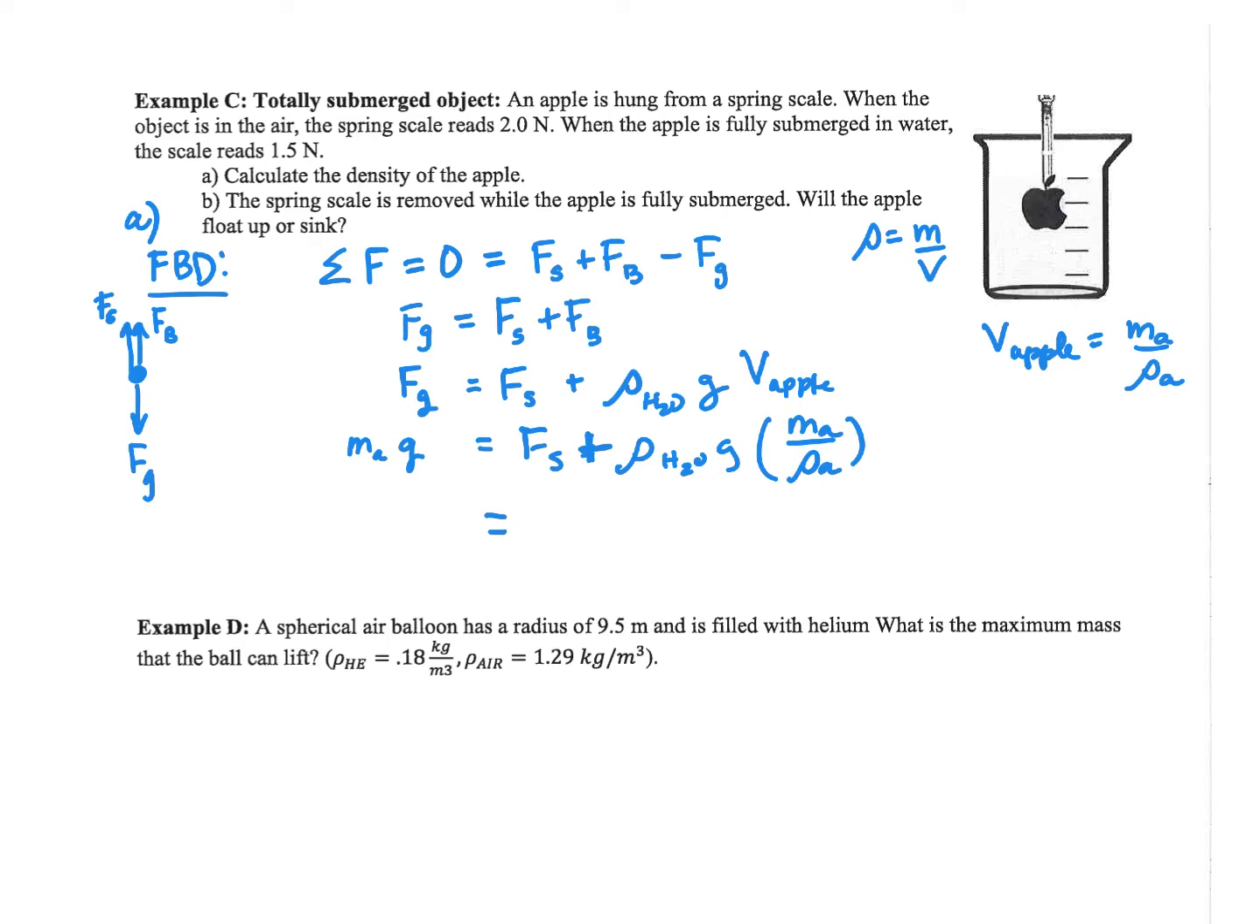So let's solve. So we have what? How are we supposed to find the density? We also need the force of the spring scale, right? Well, we know what the force on the spring scale is. The stuff on the left is 2, this is 1.5, this is 2, and then the density of water, which is 1,000. Gravity is 10.